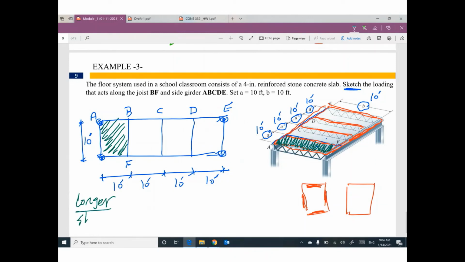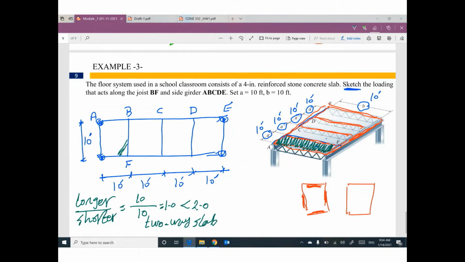So your area, one area like this, we have longer divided by shorter, equal what? We have a square. That's fine. So which one is longer? Which one is shorter? We don't care. 10 divided by 10 equals 1. This ratio is smaller than 2. So we have a two-way slab.